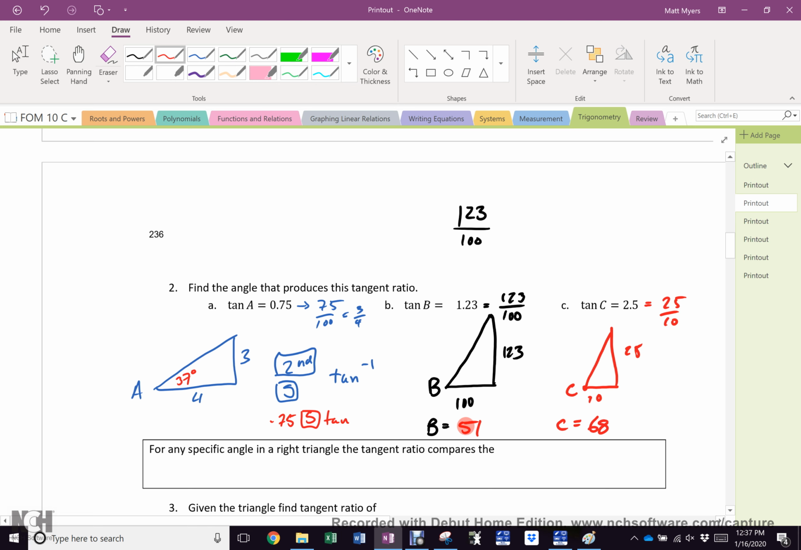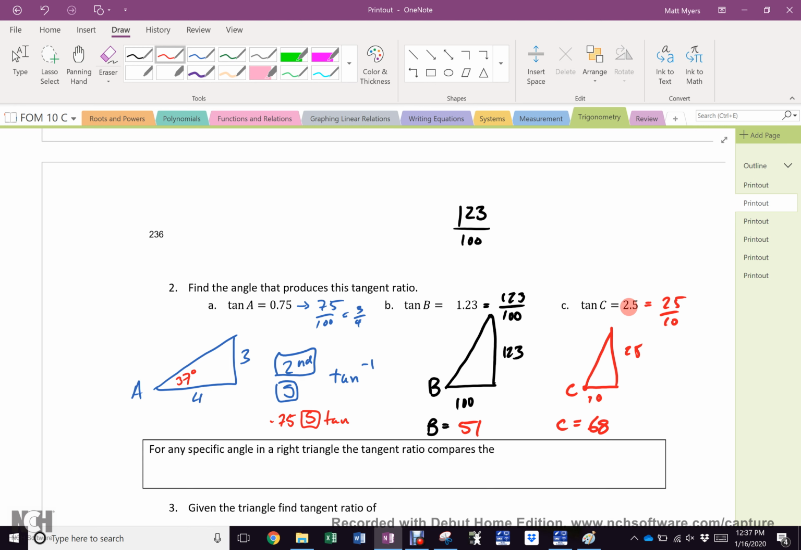Anybody who said 89 there, make sure you're doing this right. I would have checked, but I had to give my calculator away. Are you good now, Addison? I think so. Do you get 51? Yes, I get it. Did you get 68 when you did shift tan 2.5? Yes. Excellent.